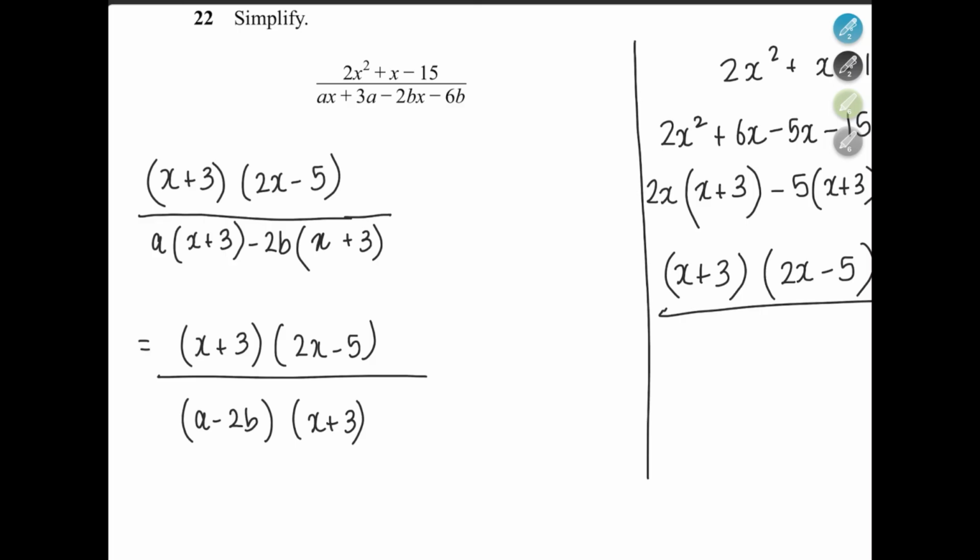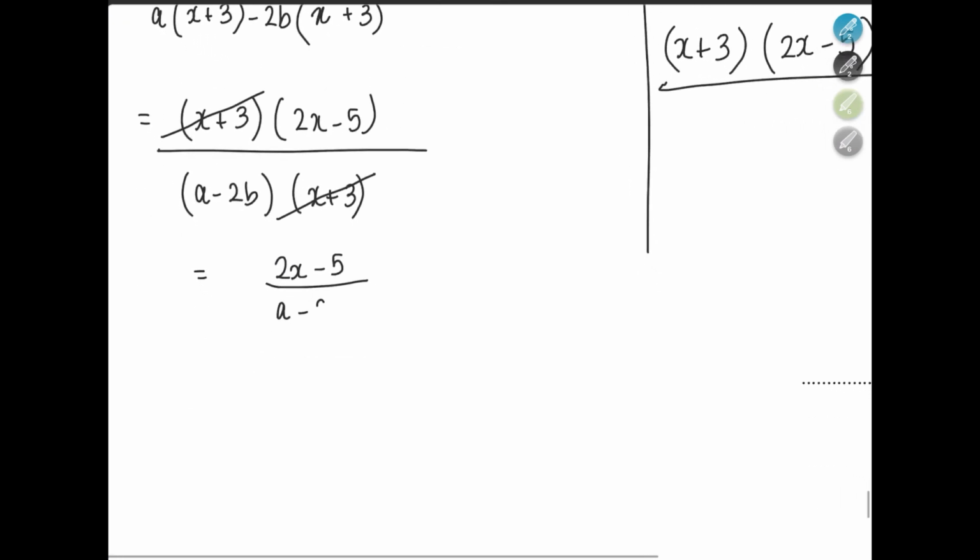Now these are multiplied, right? So you can cancel this term x plus 3 and x plus 3. So the final answer would be 2x minus 5 divided by a minus 2b.